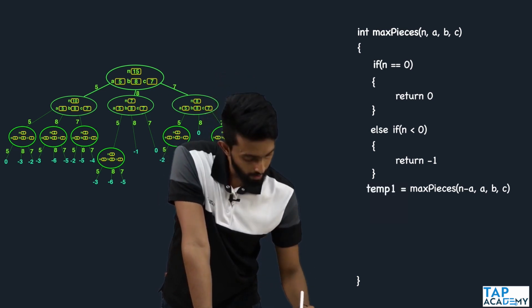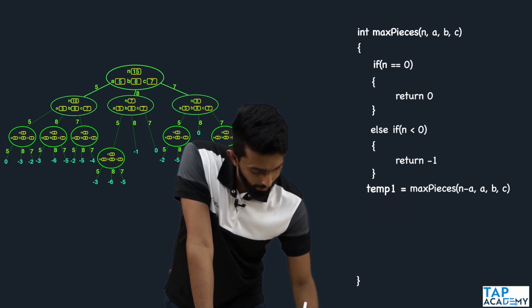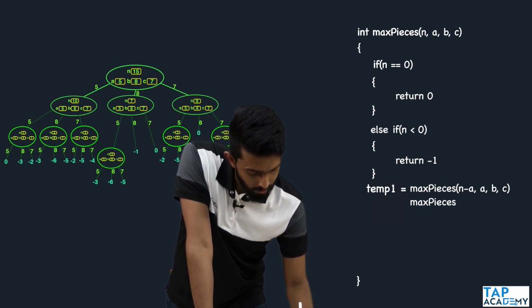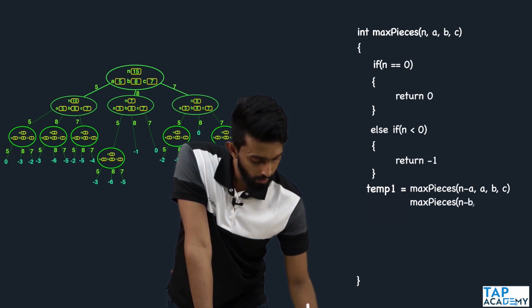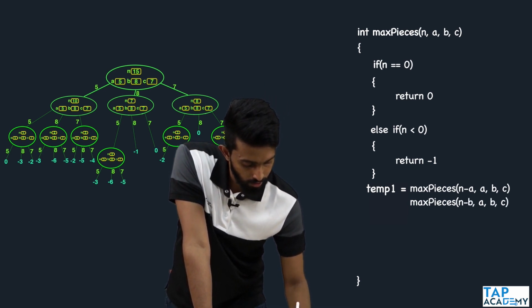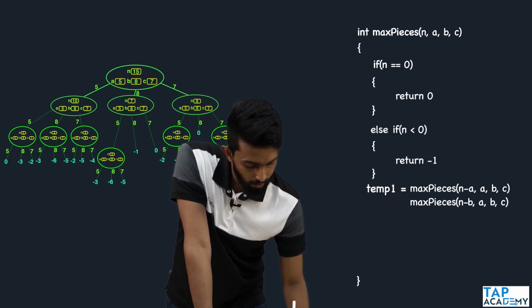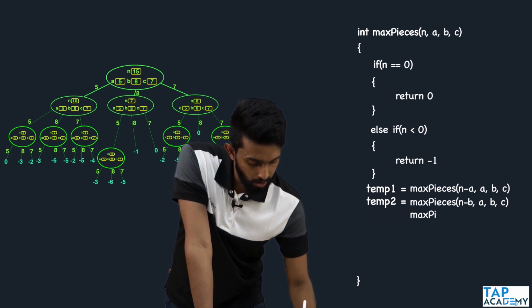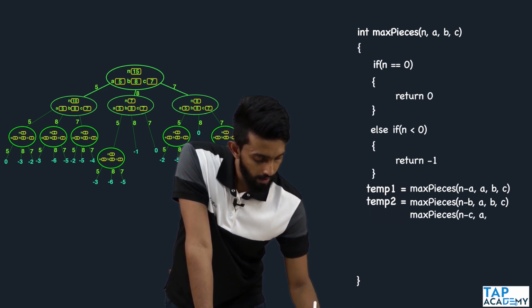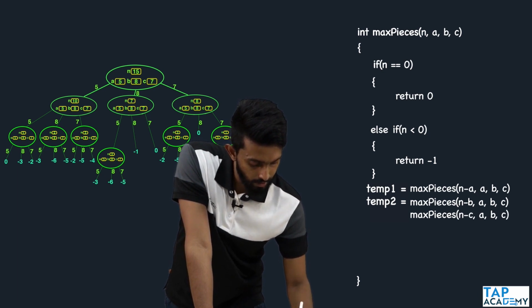Similarly, I will again make a call to maxPieces, this time cutting with b. So I will say n minus b. Anyways a, b and c values are the same. Whatever this returns, I will store it in temp2. I will make another call to maxPieces, this time trying to cut it with length c. a, b, c is anyways the same. This I will store in a variable called temp3.